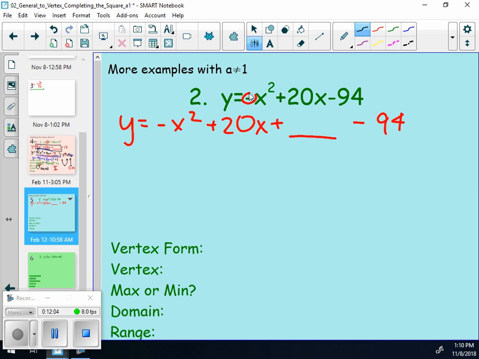Right. Now, we want to factor out our negative, because I don't like having negatives. So I'm going to factor out my negative, and I'm left with x squared minus 20x minus my blank, and then there's still this minus 94 hanging out.